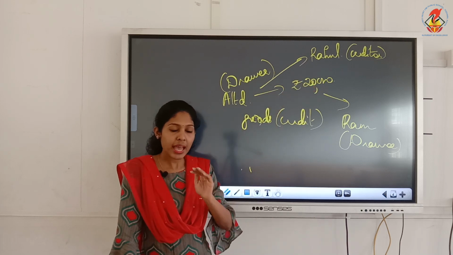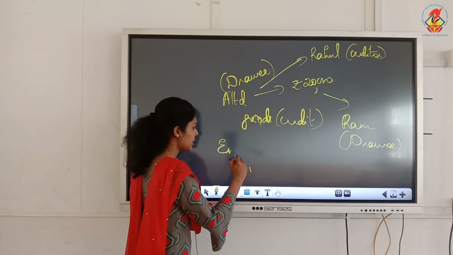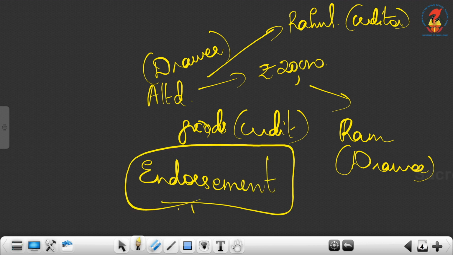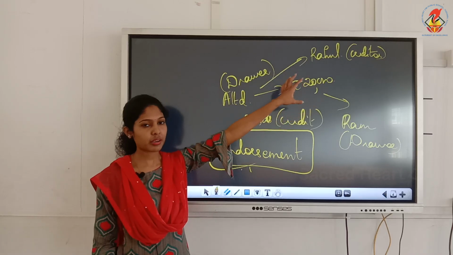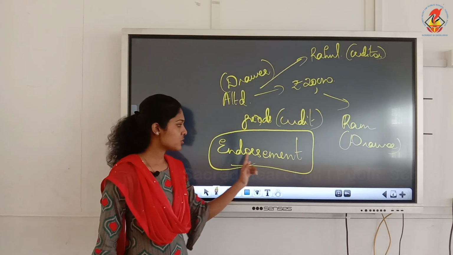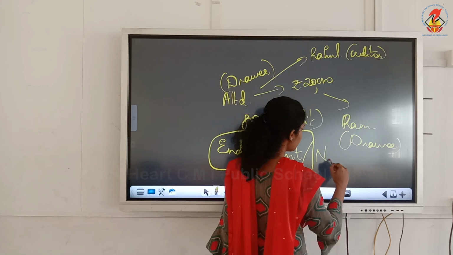Understood? And that transferring is known as endorsement. That's the topic we are discussing here. When you transfer, that means when A Limited transfers this bill of rupees 20,000 in favor of Rahul, Rahul is our creditor, a third party to whom we are transferring, and that transferring is known as endorsement, or we can call it negotiation also.